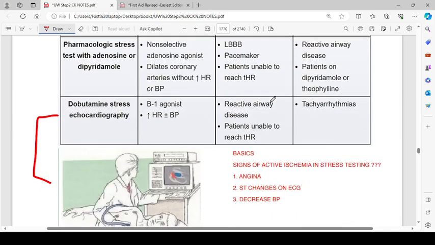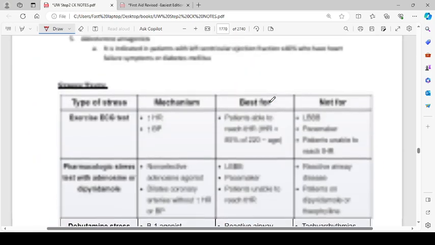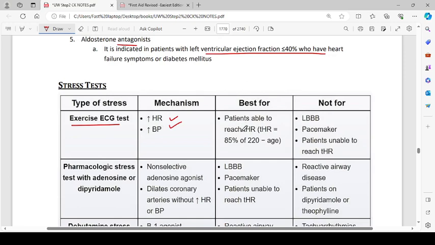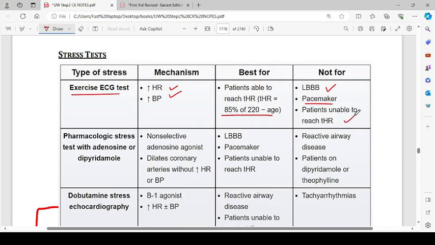What is THR? It is target heart rate. THR is equal to 85% of 220 minus age. Okay, so it is not for people with left bundle branch block, pacemaker, and patients unable to reach the THR.